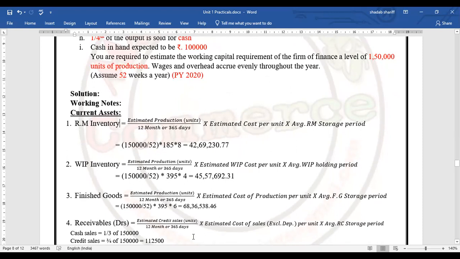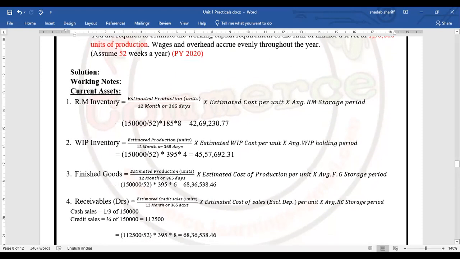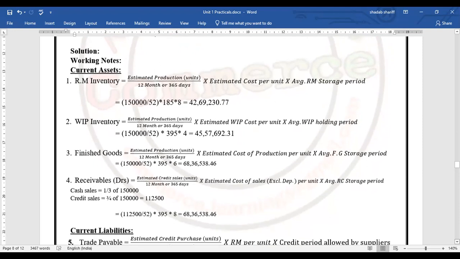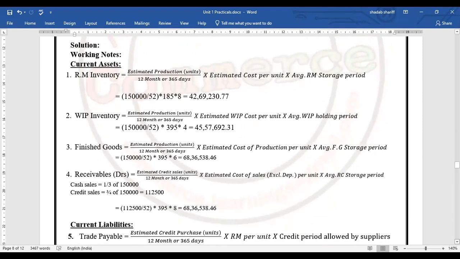Then, moving further, here 1,50,000, that is one third. Then 3 by 4 will be 1,12,500. Then moving further to the next one, if you simplify that, we will arrive to 68,36,538. Then current liability, first one, that is trade payable, estimated credit purchase divided by 12 months.